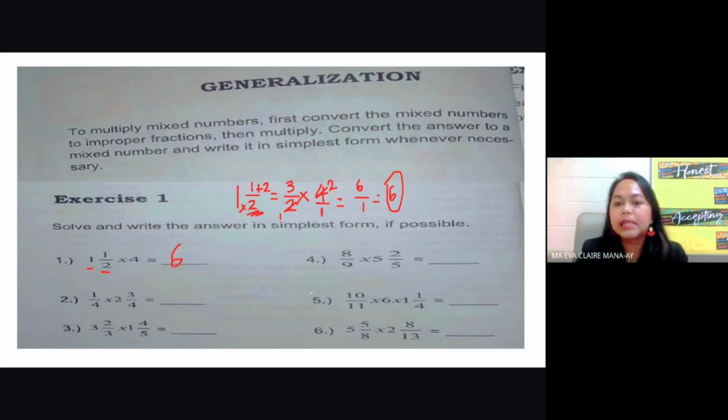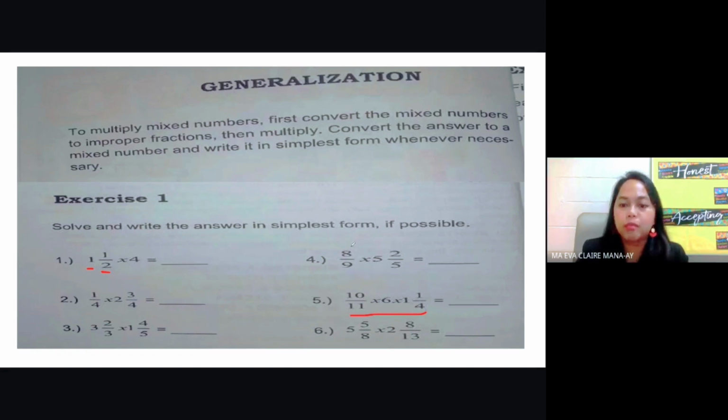Okay, let's have another example. Say you have this one here. Since we have 3 factors, 10/11 multiplied by 6, multiplied by 1 and 1/4. Again, you start by converting your mixed numbers into improper fractions. So we convert our mixed number of 1 and 1/4 here into an improper fraction. So we write 1 and 1/4.